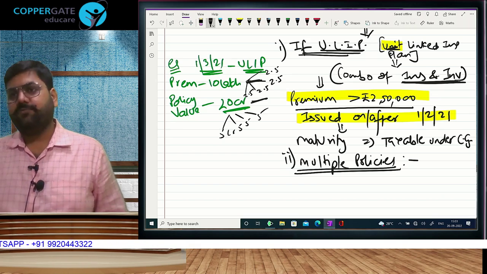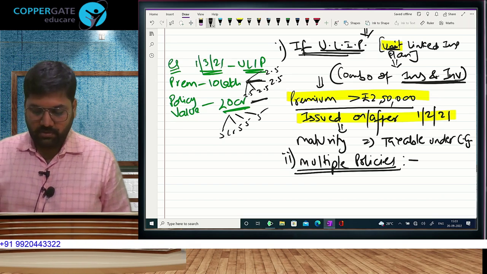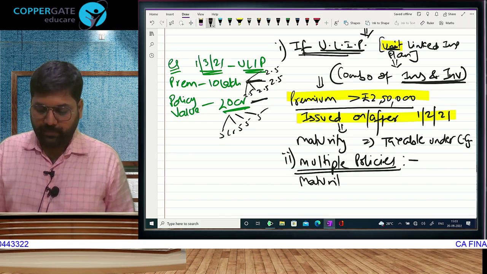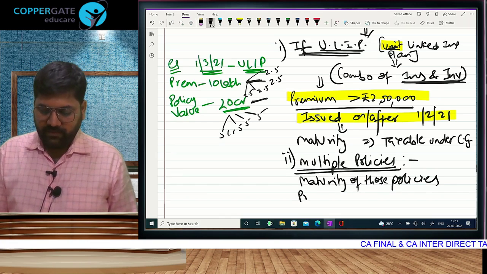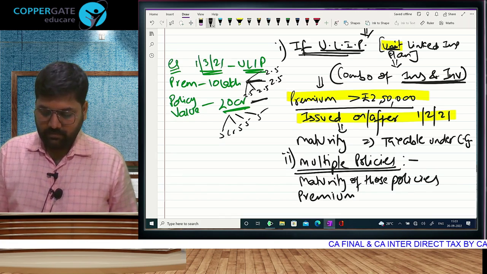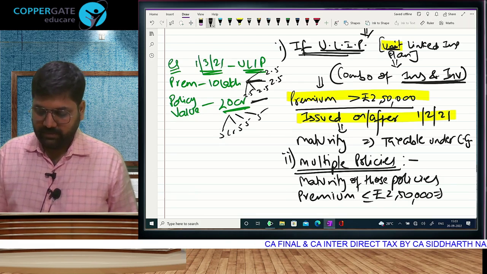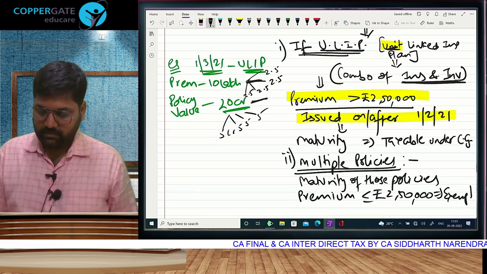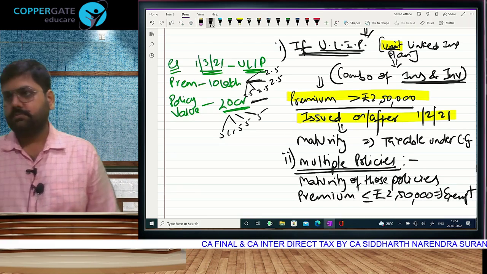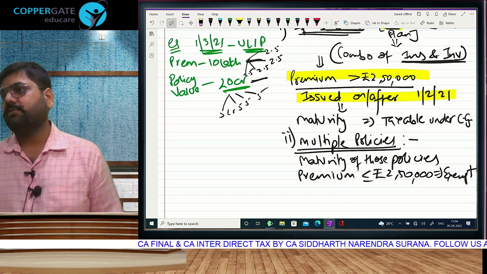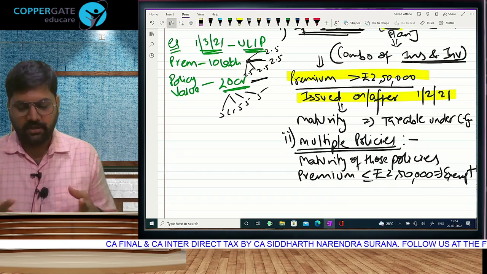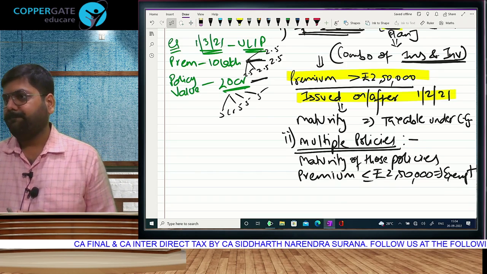So listen, if you take multiple policies, maturity of those policies where premium up to rupees 2,50,000 will be exempt. Maturity of those policies where premium up to 2,50,000 is exempt. Supposing now we have 4 policies. Okay.